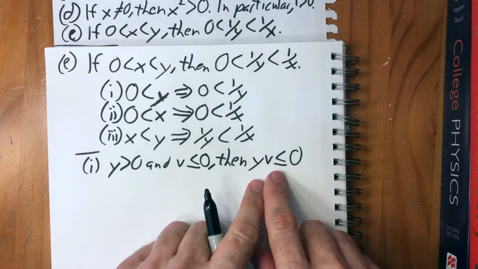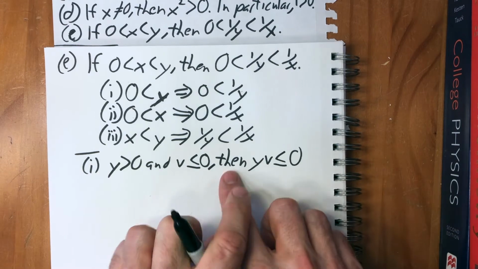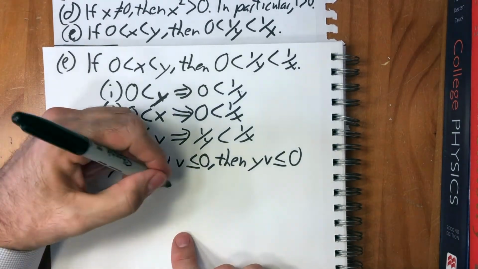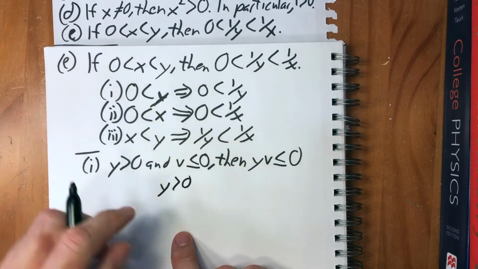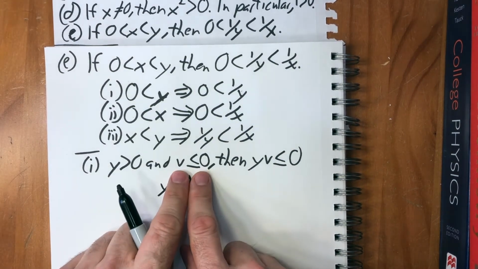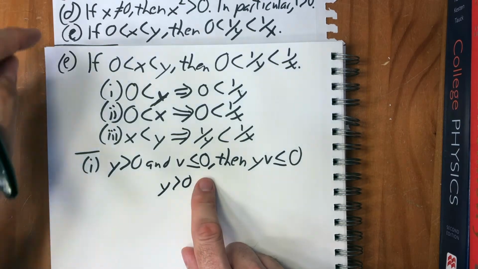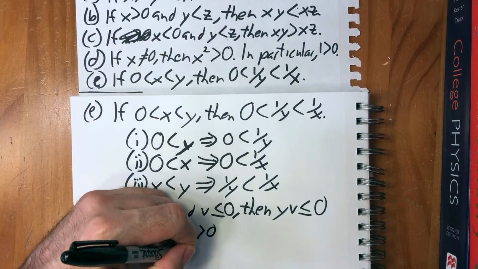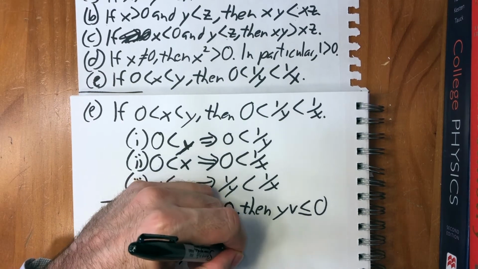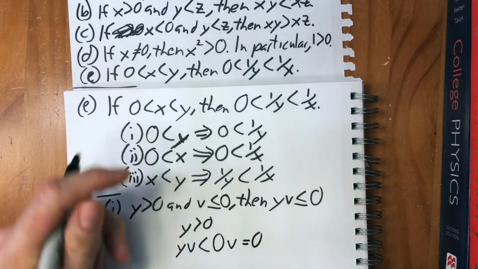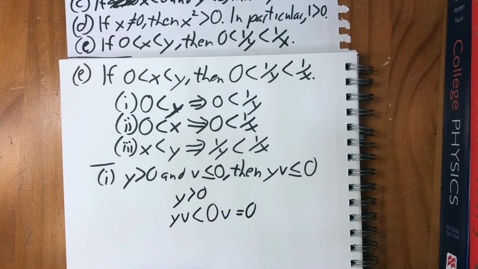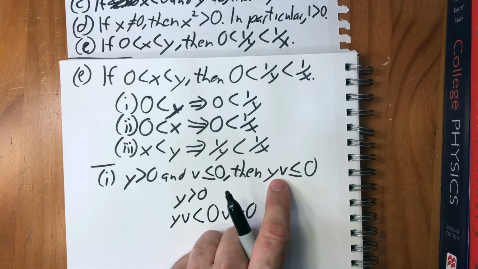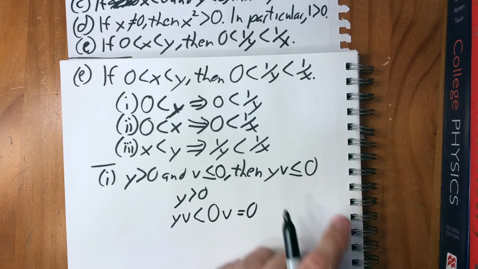Now we know this for two reasons. This is one of those things that's obvious, but just to show why. If y > 0 and v < 0, then from part C, if we multiply both sides by v, we have to change the sign. But of course that just equals 0, so we have that yv < 0. But then if v = 0, yv is also going to equal 0, so 0 = 0.